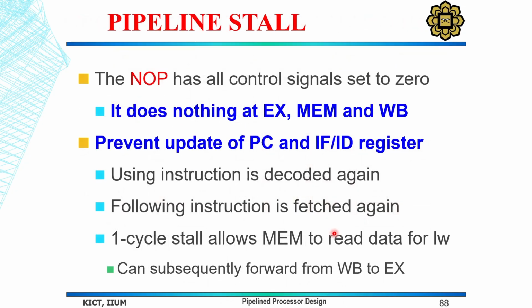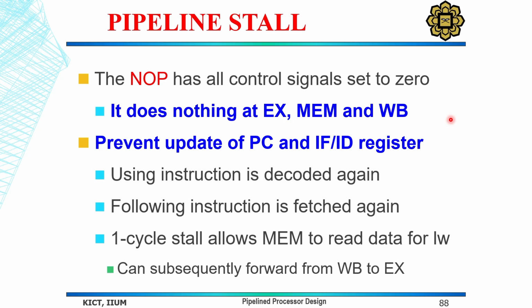Okay, so the pipeline stall basically puts in a NOP instruction. NOP, the no operation, has all the control signals set to 0. It does nothing at the execution, memory, and write back stages, so it prevents updates of the program counter and the IF/ID registers. So the instruction that was stalled is decoded again, and the following instruction is fetched again. A one cycle stall allows the memory stage to read data for the load word instruction, and you can subsequently forward it right back to execution.